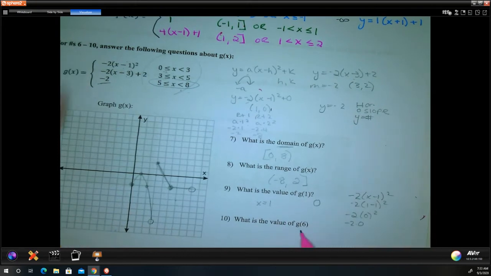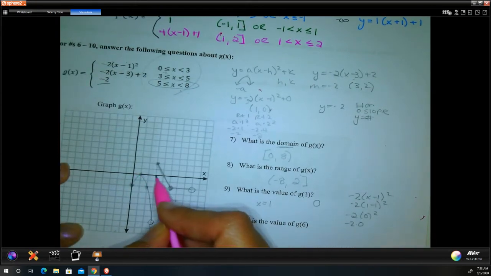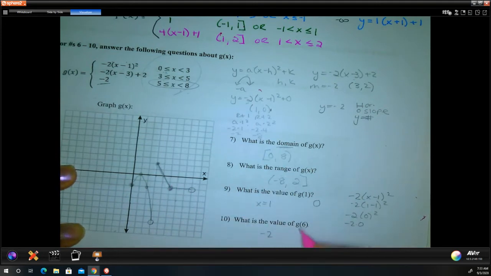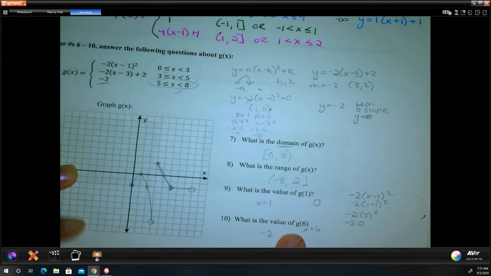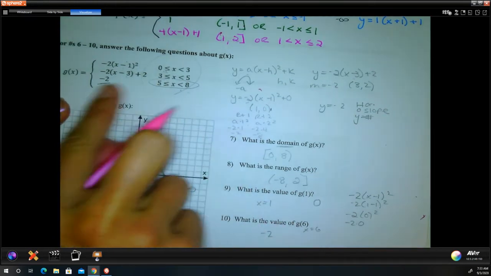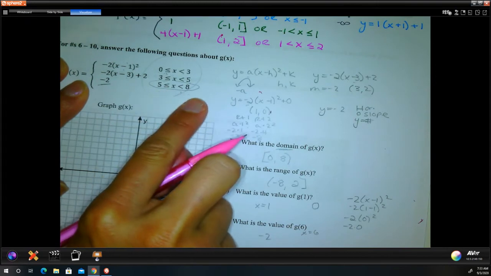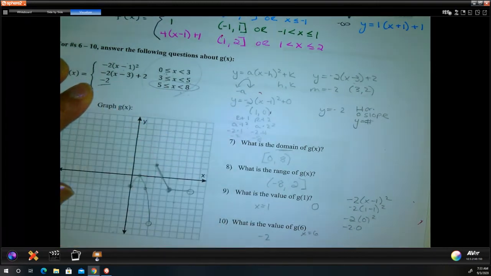What's the value of g of 6? So 1, 2, 3, 4, 5, 6. On my graph it would be -2. That's saying x is 6. Or you can plug 6 in here, and it says whatever values are in between, including 5, up to 8, it's constantly -2. All right, let's look at page 2.